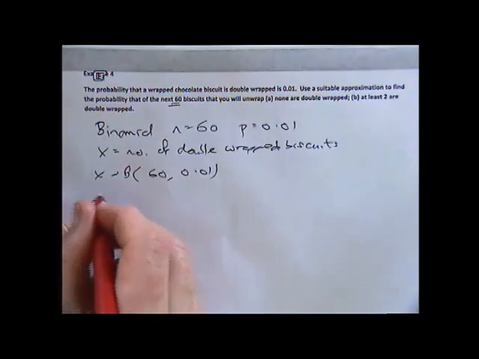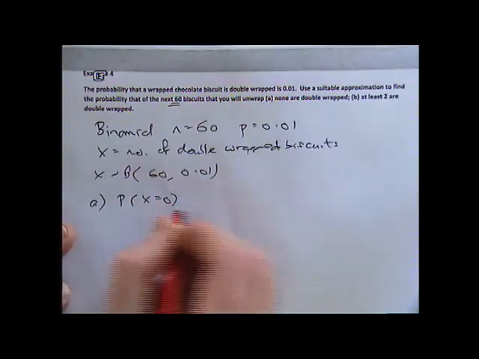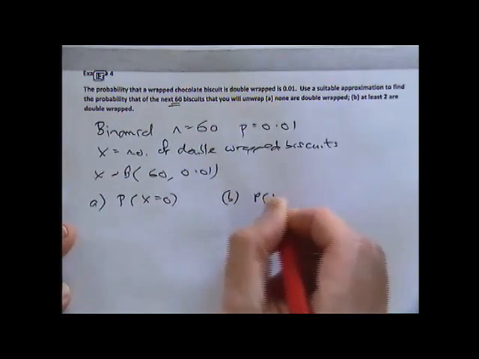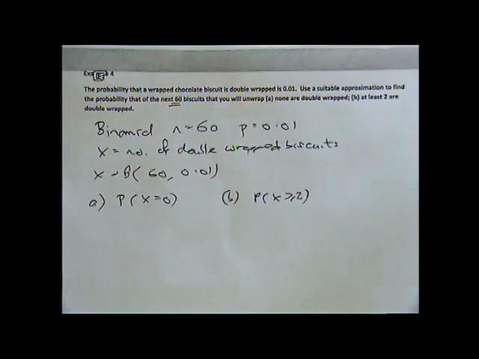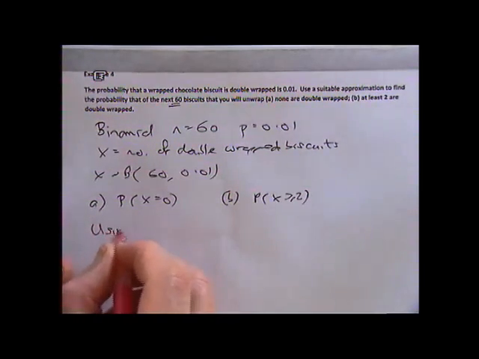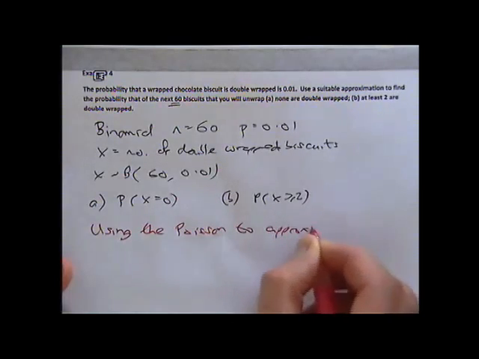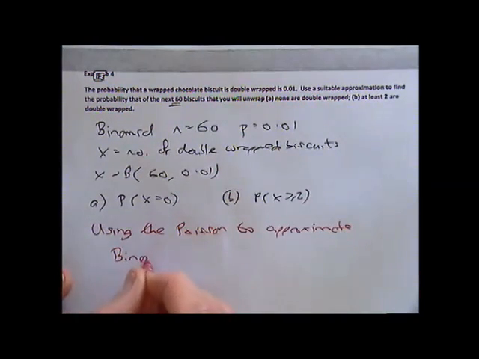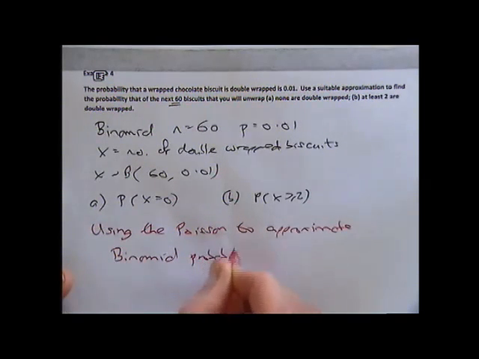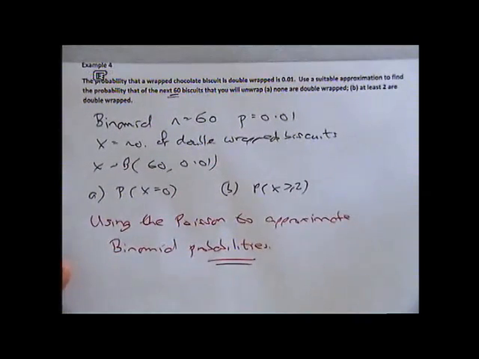Now, what is the question asking us? In part A, it's asking us the probability that X is 0, and in part B, it's asking us the probability that X is greater than or equal to 2. But the question is saying, using a suitable approximation. What approximation to the binomial have you learnt already? The normal. What approximation to the binomial do you think you're about to learn? Poisson. Yeah, okay. So new heading here is using the Poisson to approximate binomial probabilities. Why would, and you've got to put yourself in the place now of a 1950s statistician possibly, why would you not want to do binomial probabilities sometimes?